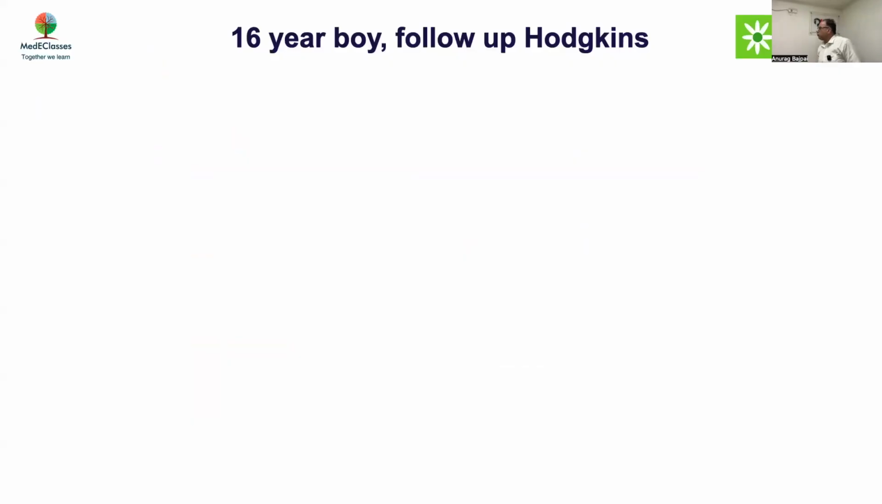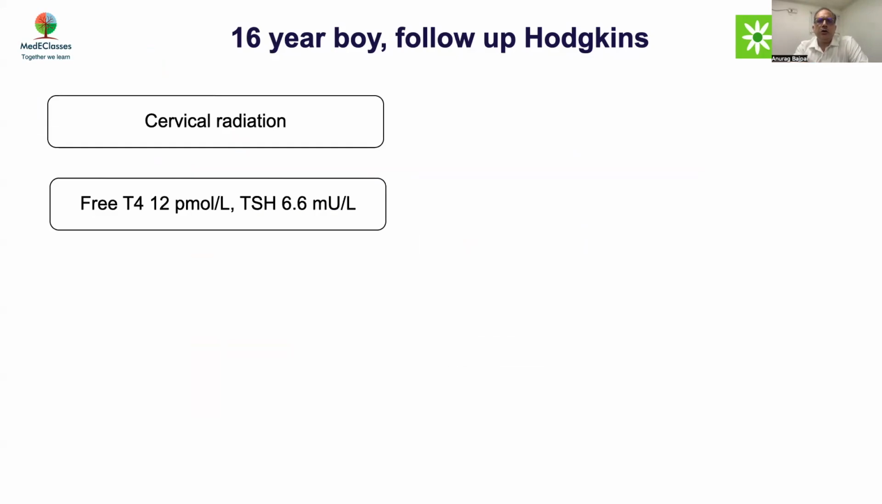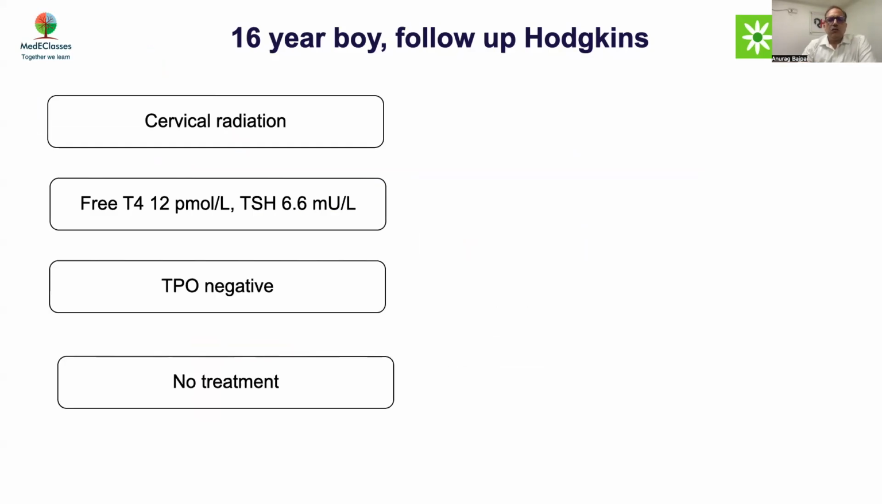Case: a 16-year-old boy, a follow-up case of Hodgkin's disease. In this scenario, the child had received cervical radiation earlier. On reporting, his FT4 was normal and TSH was slightly elevated. TPO was negative. There was a small nodule present, and no treatment was given in that regard.